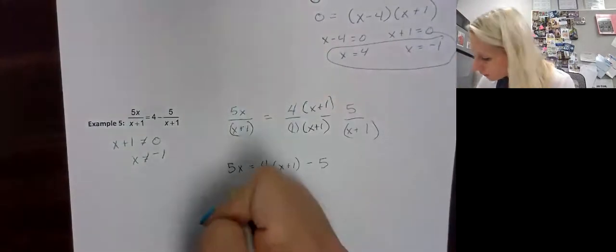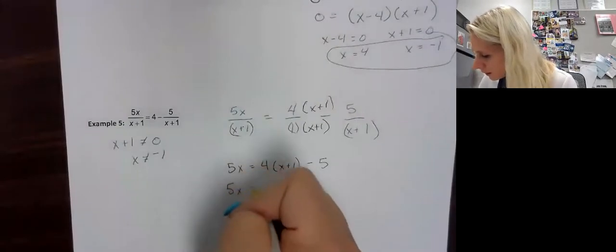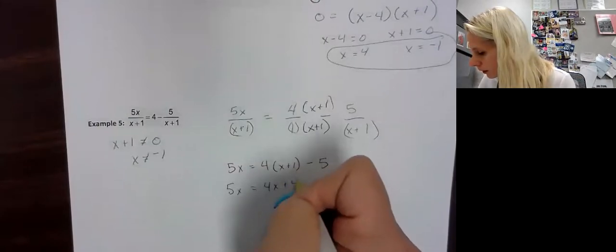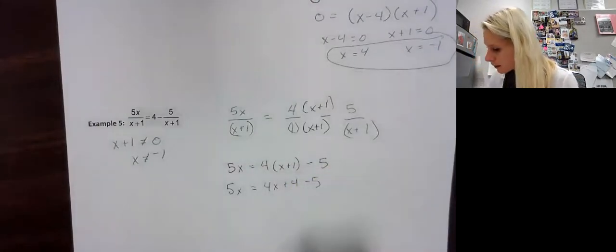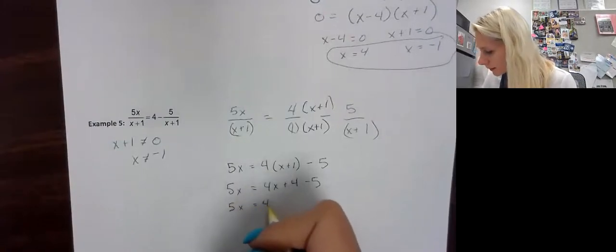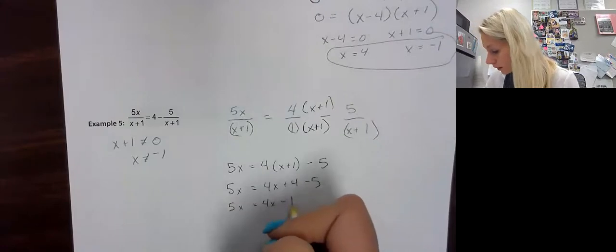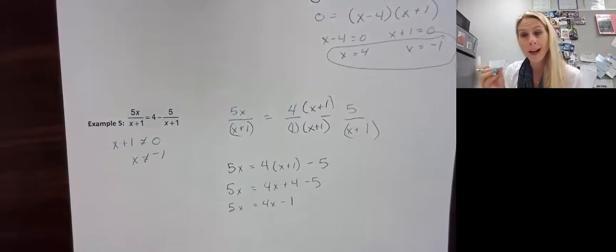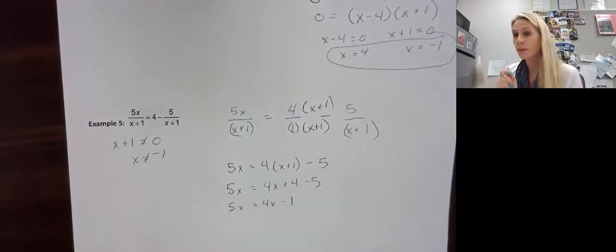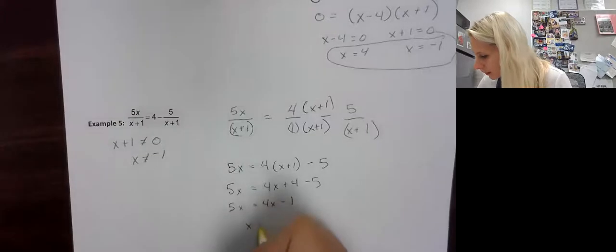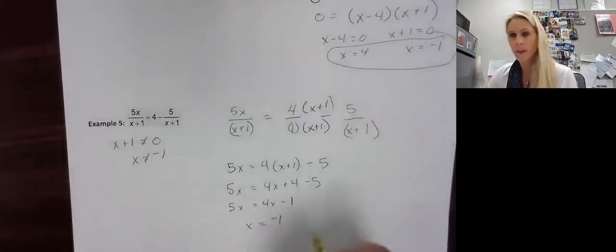I'm going to distribute. I get 5x equals 4x plus 4 minus 5. Combine like terms. 5x equals 4x minus 1. Bring the x's to one side. I don't have to worry about factoring because I don't have that x squared. So remember, if you have that x squared, it's an indication you're going to factor again. Subtract 4x to both sides. I get x equals -1.